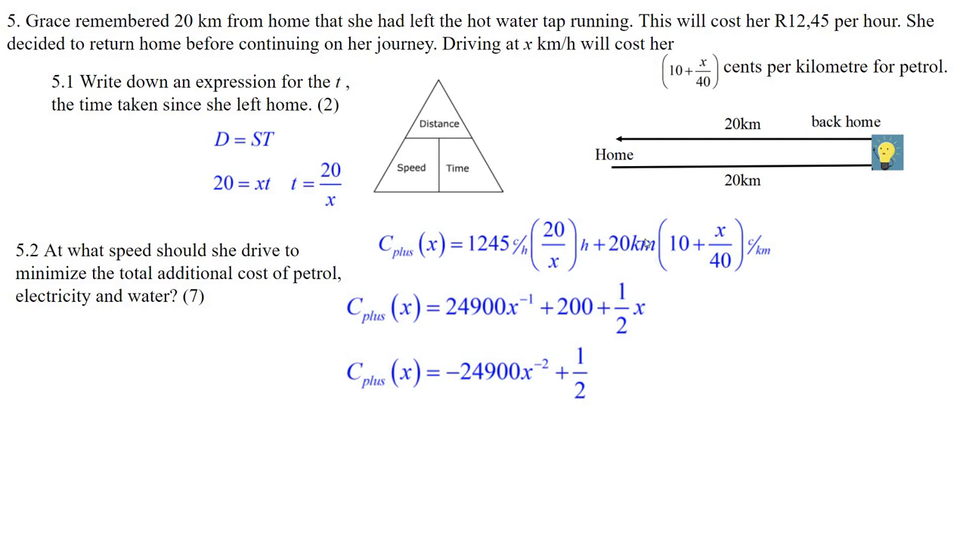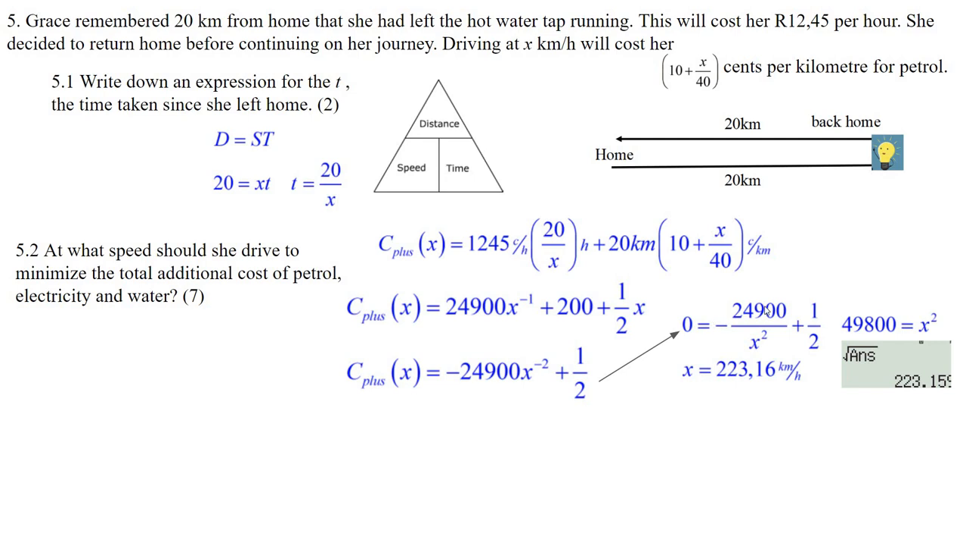20 times 10 is 200. 20 times x over 40 is a half x. 20 over 40 is a half. Take the derivative, negative, subtract 1. 1 times a half. There you go. Let's make it equal 0. We're going to add this. We're going to multiply by 2. We're going to multiply by x squared. And when you do, take the square root.